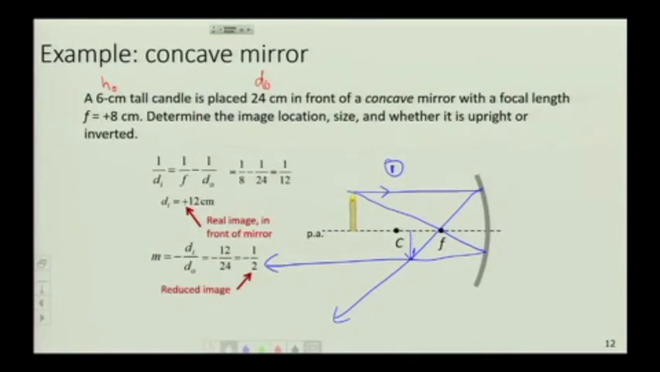So if I know the object height is 6 centimeters, what is my image height going to be? 3? Negative 3 centimeters. So in image height, take the negative sign into account. When you're checking those multiple choice questions on the exam, the negative will matter. Okay?